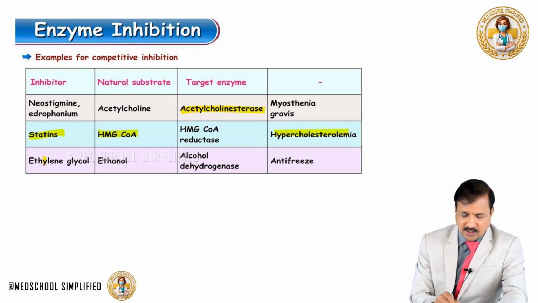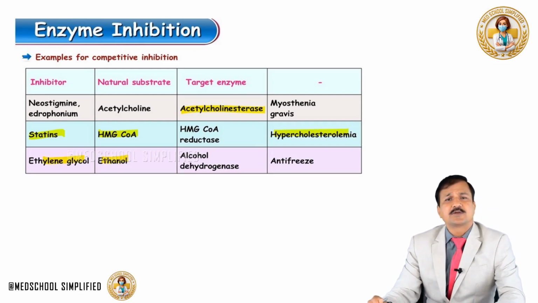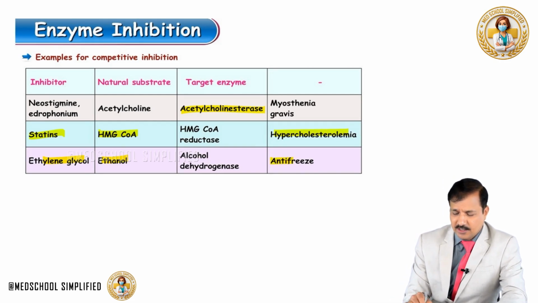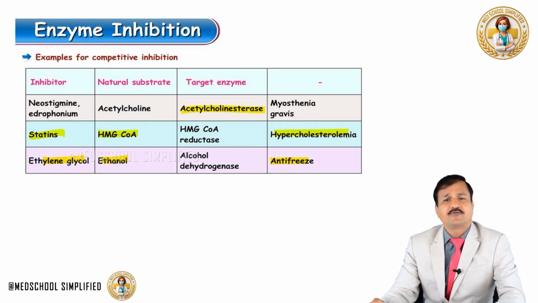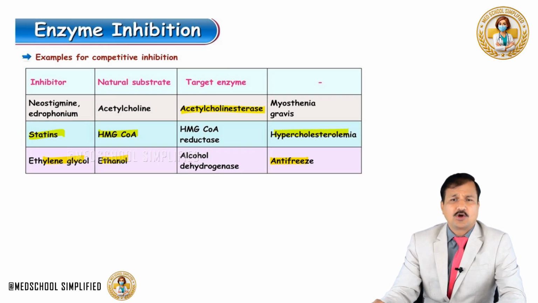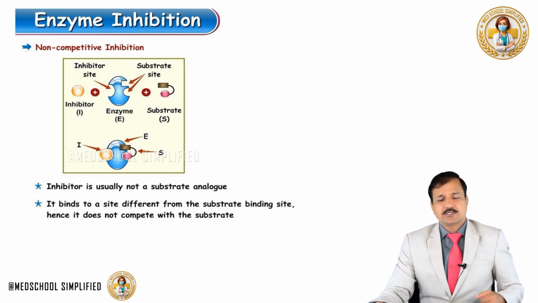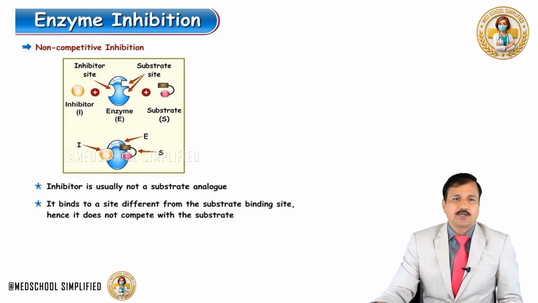And ethylene glycol is going to compete with the natural substrate ethanol for alcohol dehydrogenase, and ethylene glycol is used as antifreeze in locomotives. That's about competitive inhibition. Now let's move on to see non-competitive inhibition.